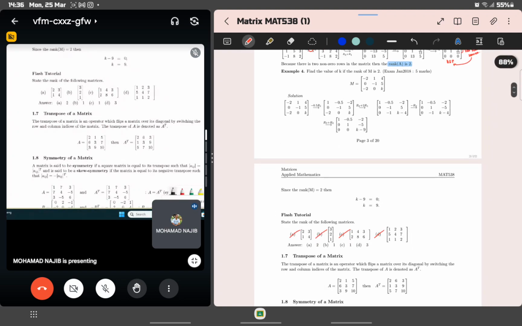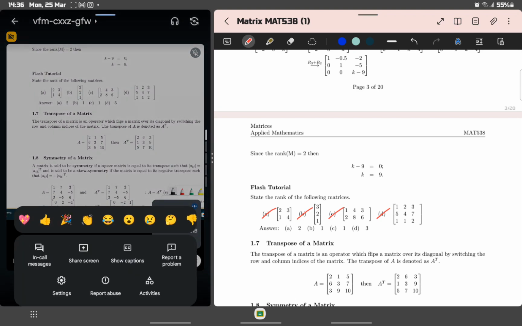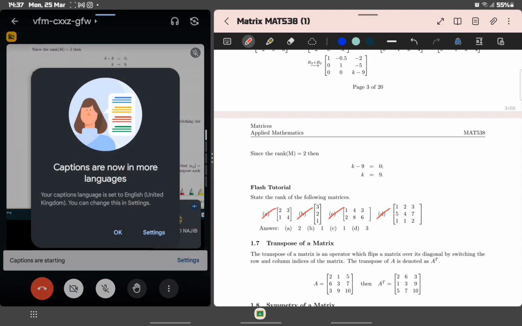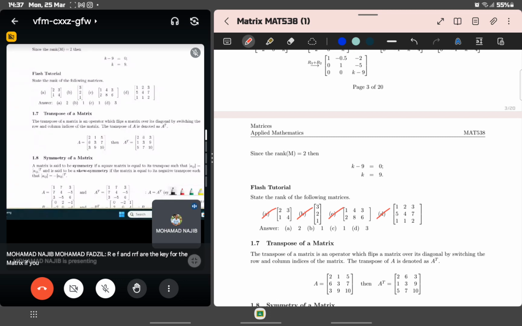Okay, we have 3-4 questions for the rank, and we also have approximately 4 questions finding REF and RREF, kan? Jadi situ semua pastikan, lagi sekali saya ingatkan, buat yang tu lah. That's the key. REF and RREF are the key for the matrix. If you understand well, you can find well the REF and RREF, then actually you already cover approximately 90% of the matrix.